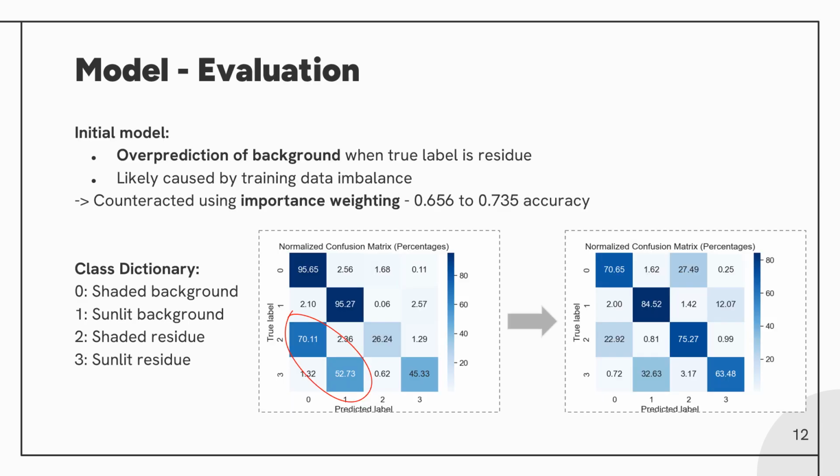That initial model ended up with a bias towards predicting non-residue, and this was likely because of a training data imbalance where there was a lot more training samples that were non-residue versus residue. And we used importance weighting to try to counteract that, and we were rewarded with a slight accuracy increase. But more importantly, the bias was reduced, and that put us in a good place to introduce more training data to improve the overall accuracy of the model.